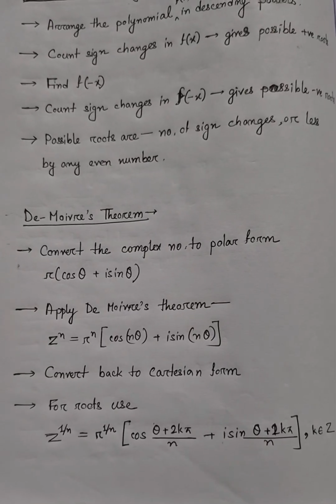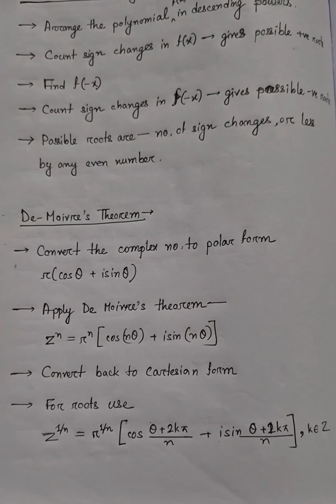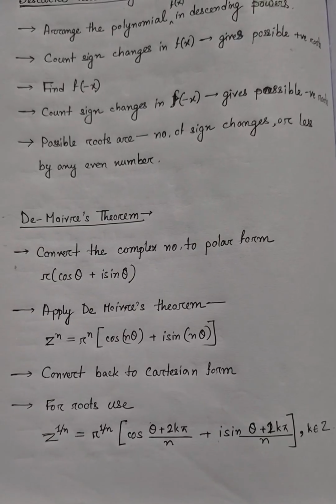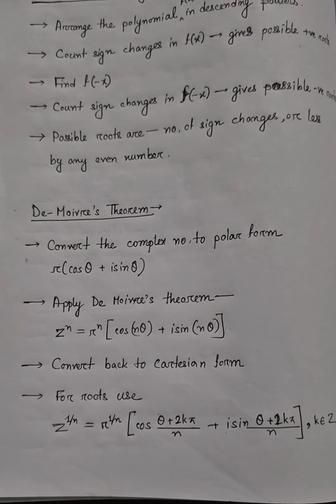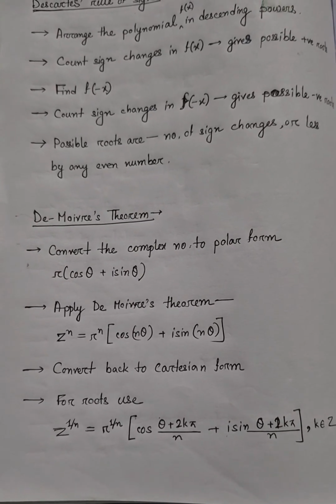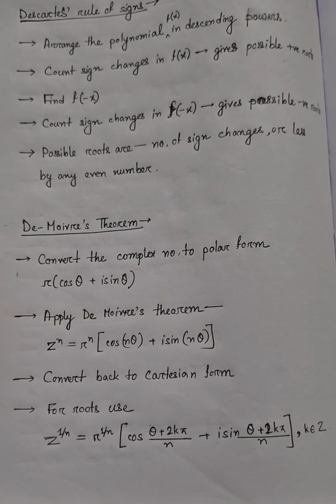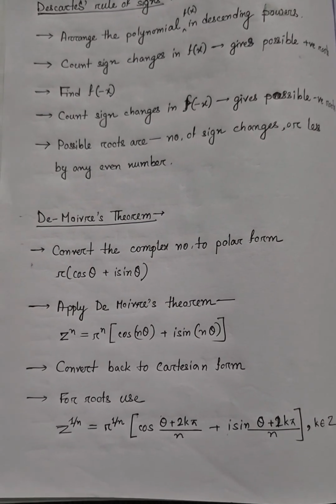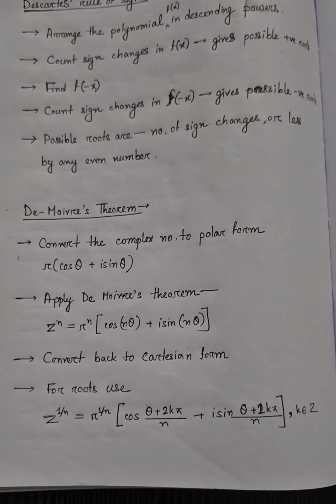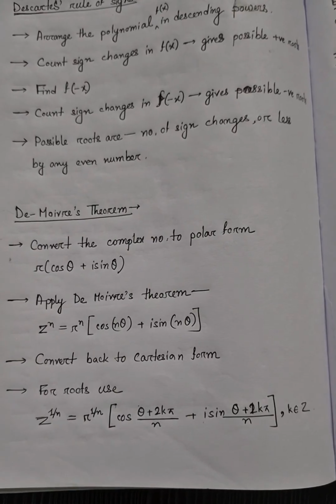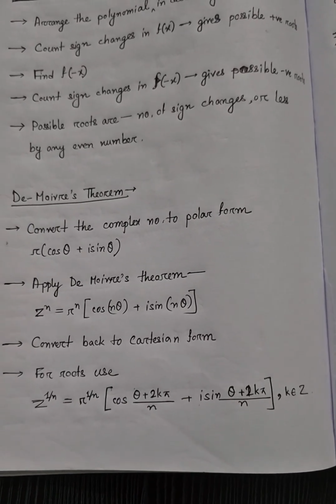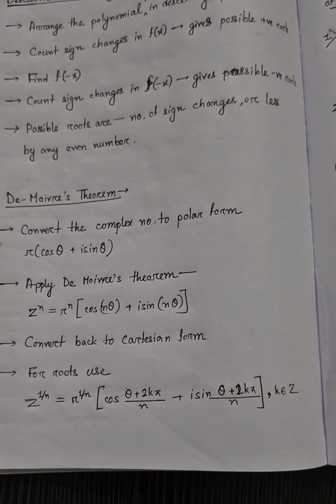Now we will see de Moivre's theorem. In this theorem, we have to first convert the complex number to polar form, that is r into (cos theta plus i sin theta). Now we have to apply de Moivre's theorem, that is z to the power n equal to r to the power n (cos n theta plus i sin n theta). Then we have to convert back to Cartesian form. For roots, we have to use z to the power 1 by n equal to r to the power 1 by n (cos((theta plus 2k pi) divided by n) plus i sin((theta plus 2k pi) divided by n)), where k belongs to the integers.